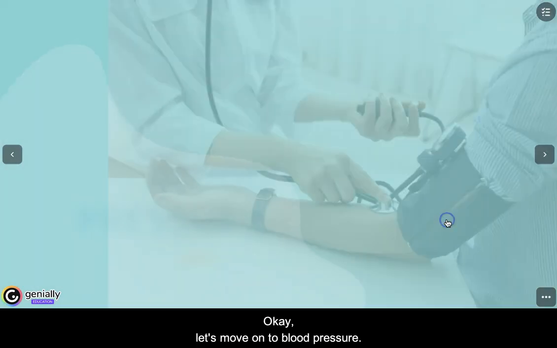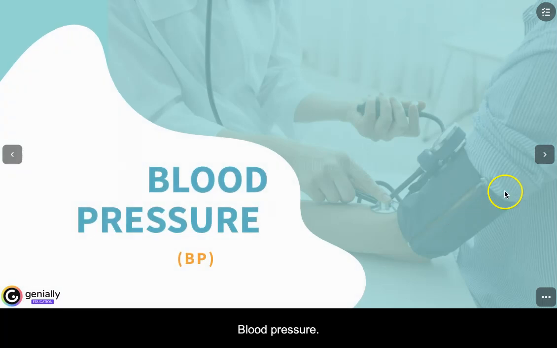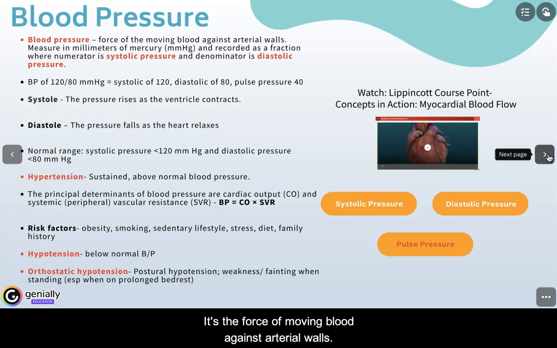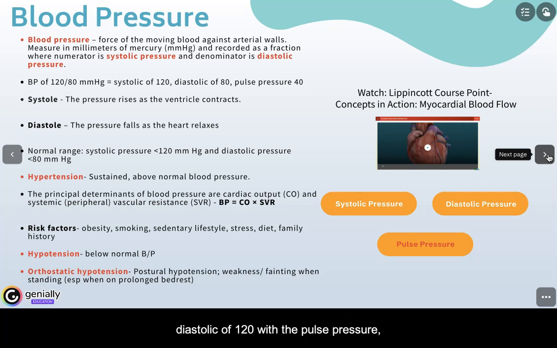Okay, let's move on to blood pressure. What is blood pressure? It's the force of moving blood against arterial walls. It's measured in millimeters of mercury, mmHg, and recorded as a fraction where the numerator is the systolic blood pressure and the denominator is the diastolic blood pressure. A normal blood pressure is a systolic under 120 and a diastolic under 80, with a pulse pressure of 40.